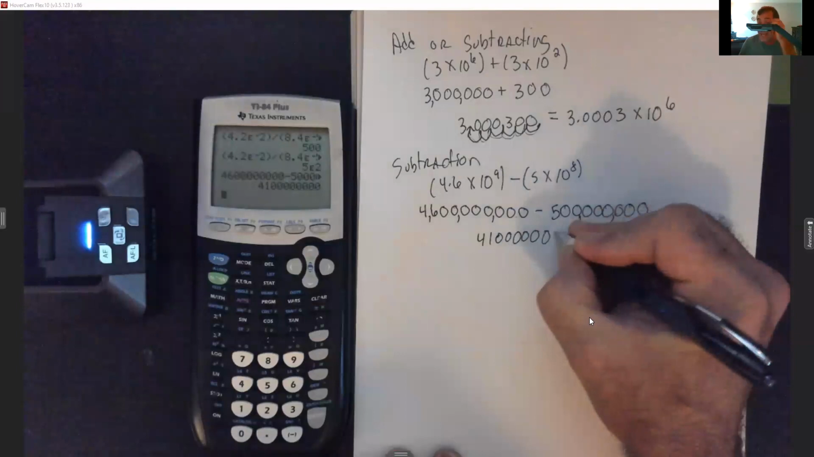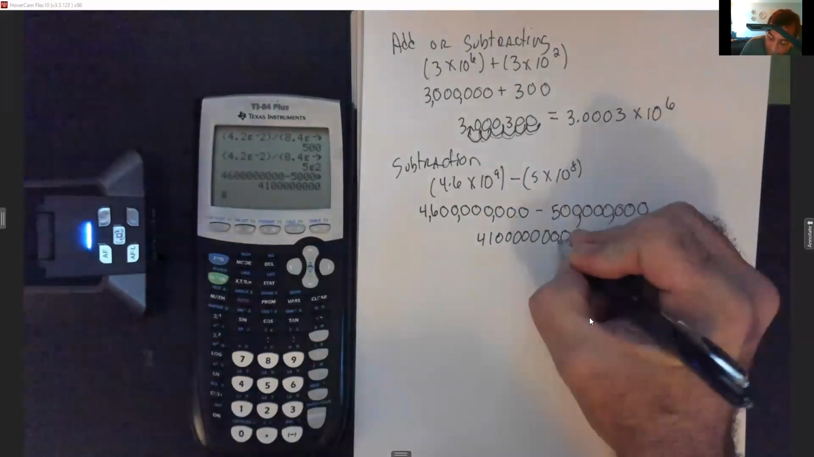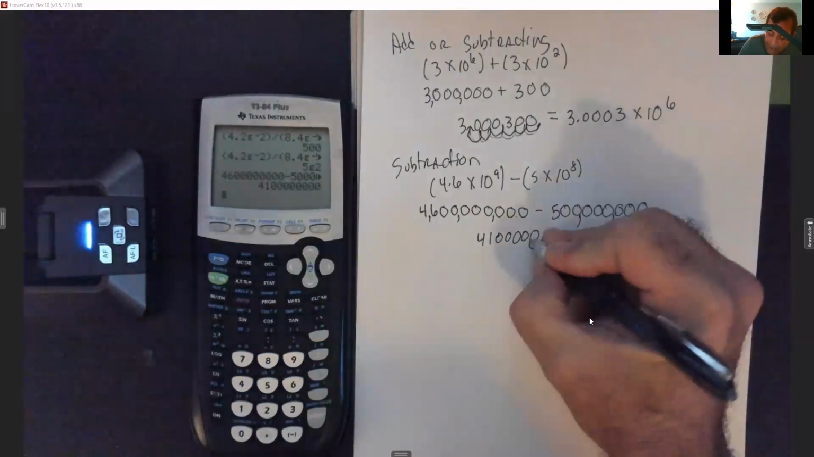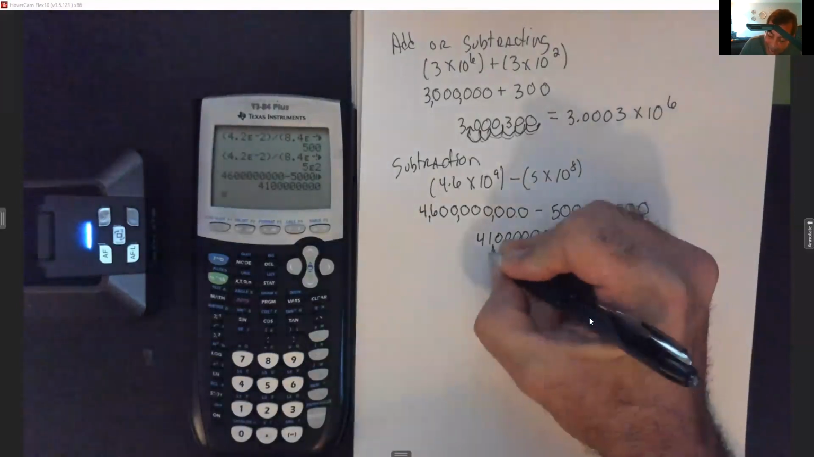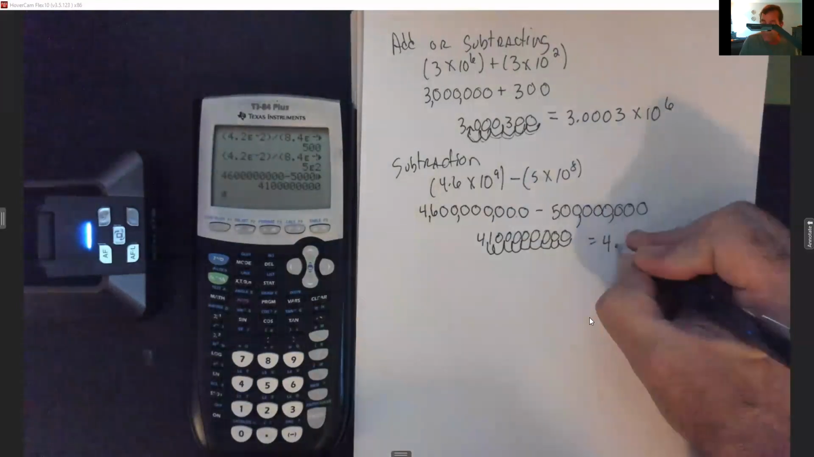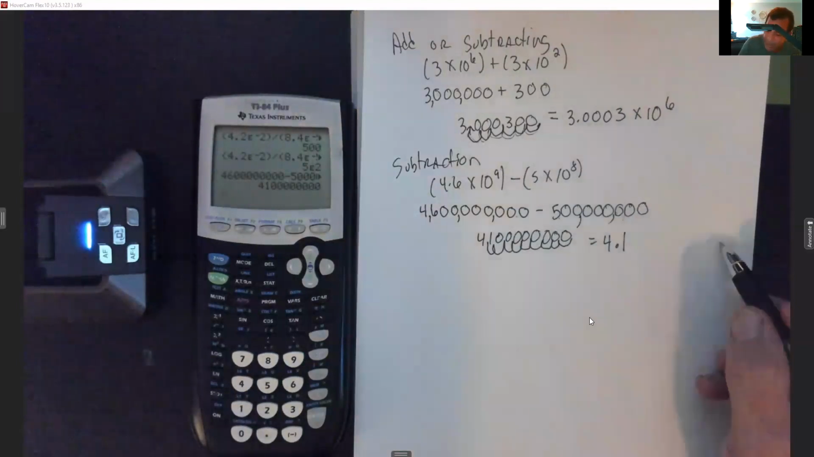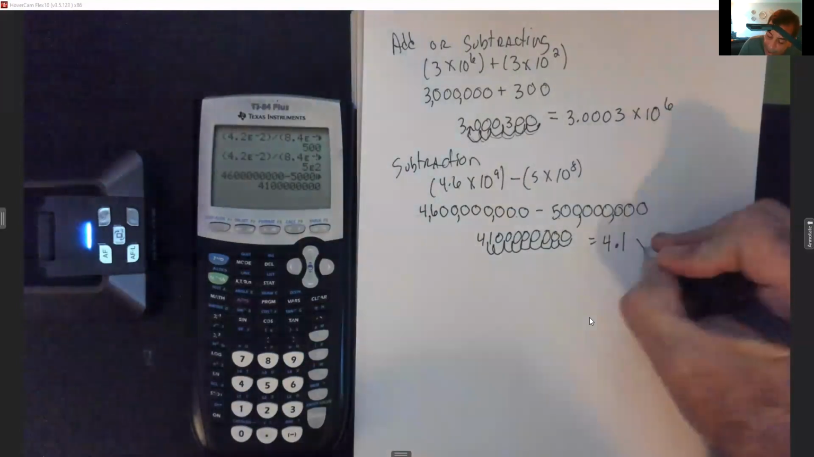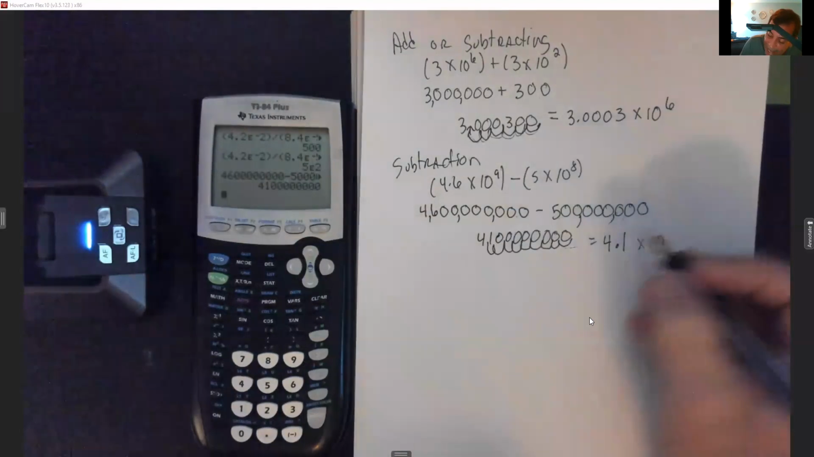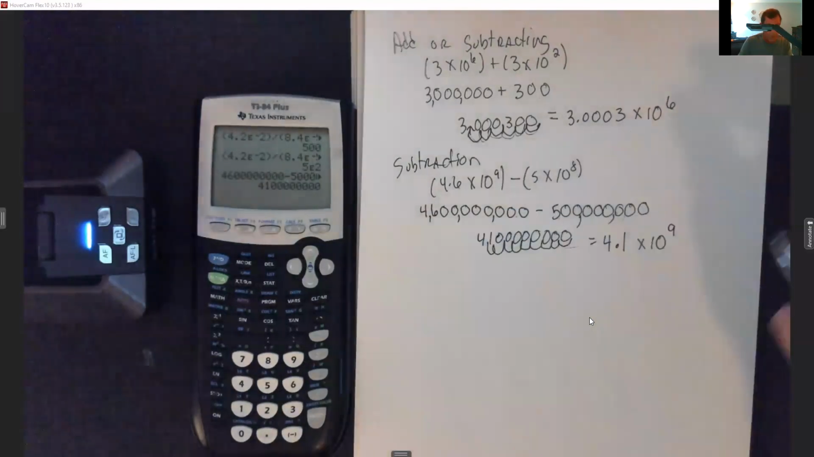So let's turn that into scientific notation. We move it left, 1, 2, 3, 4, 5, 6, 7, 8, 9. So that's gonna be 4.1. So I don't need all these zeros that come at the end, remember. Times 10, and we moved that, what we say, 9 times. So since we moved it left, it is positive.